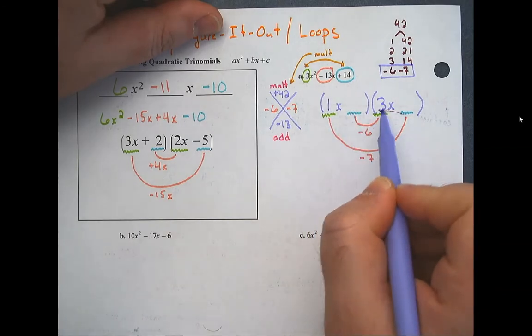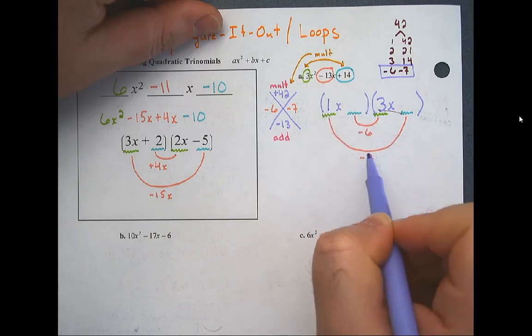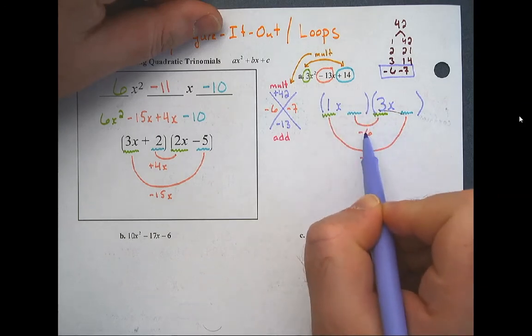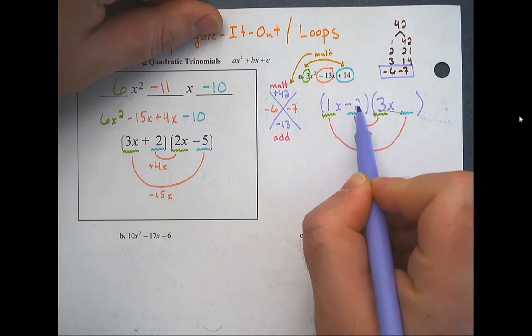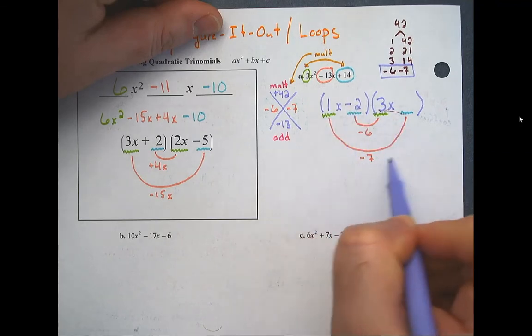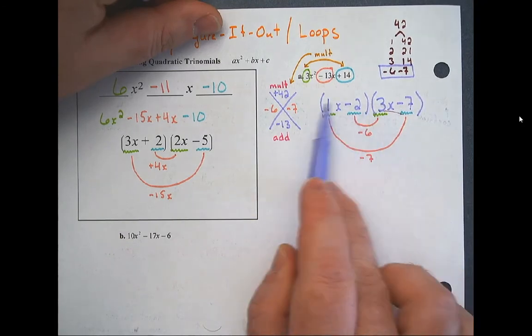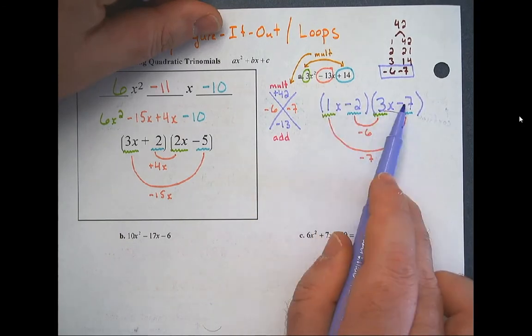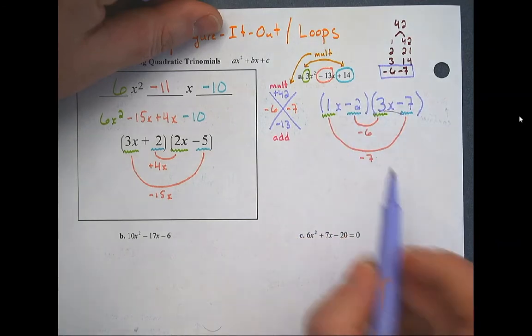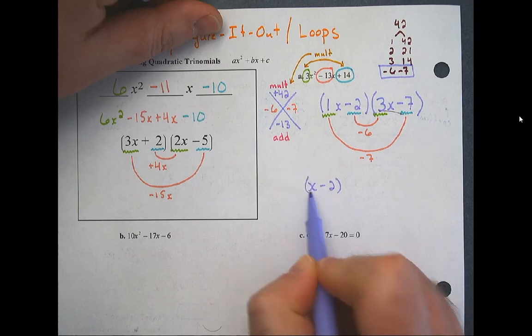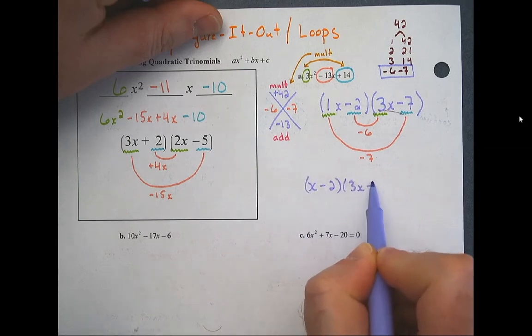And if you did it right, if you pick the right numbers here and the right numbers here, this part will just fall into place. 3 times what kind of number makes a negative 6? A negative 2. And 1 times a negative 7. Notice, these two numbers are never negative. If you need negatives, you're going to put those in the middle. So, what did we get as our answer? x - 2, 3x - 7.